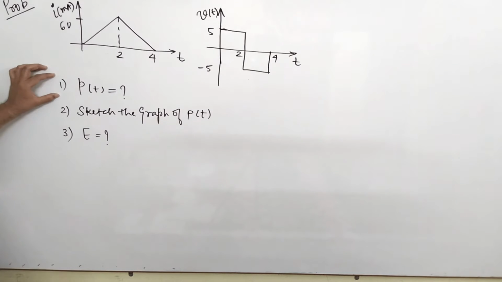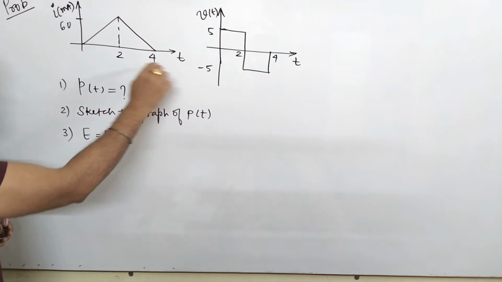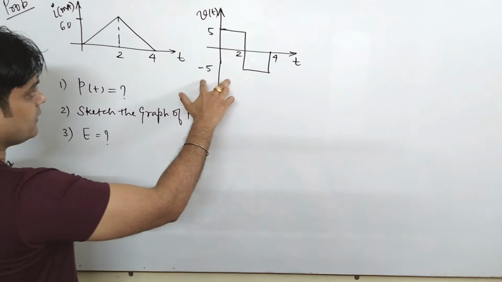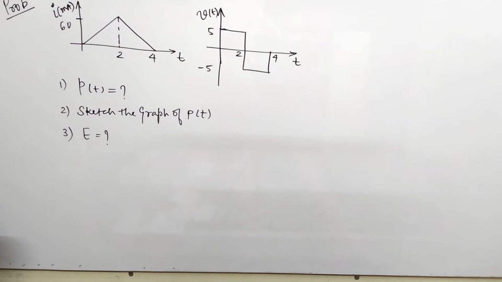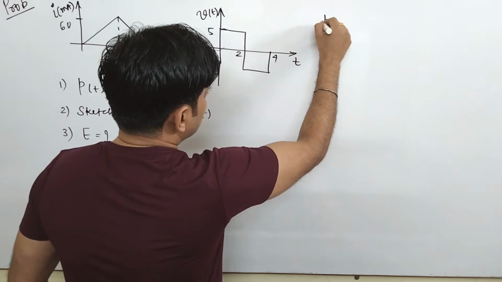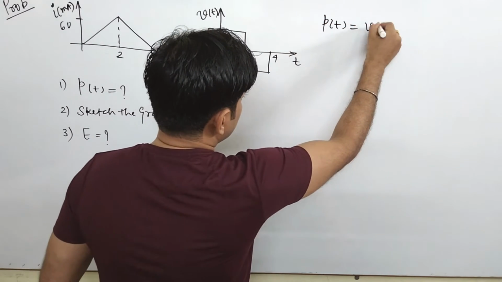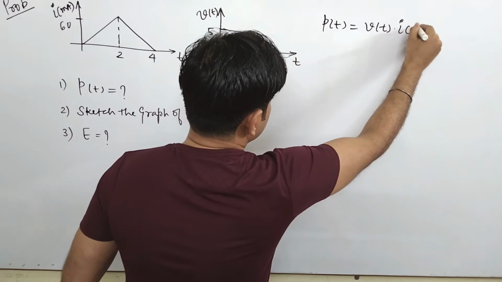You have to find P(t), then draw the sketch of P(t), and then find the energy. The current I in milliamperes with respect to time t is given here, and the voltage V(t) with respect to this time t is given here. As we know, power P(t) is simply the multiplication of V(t) into I(t).